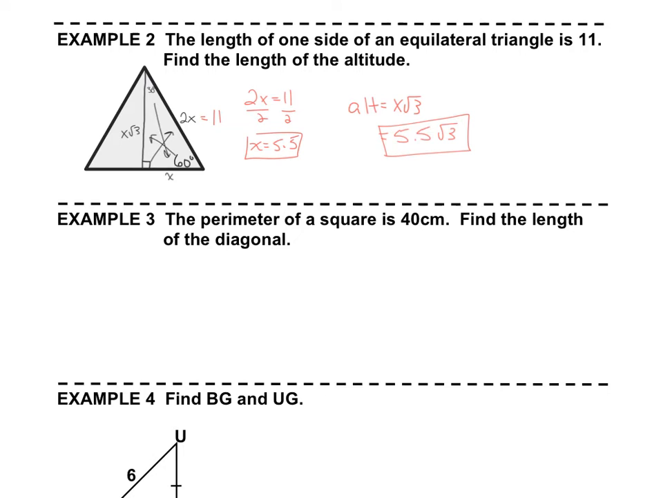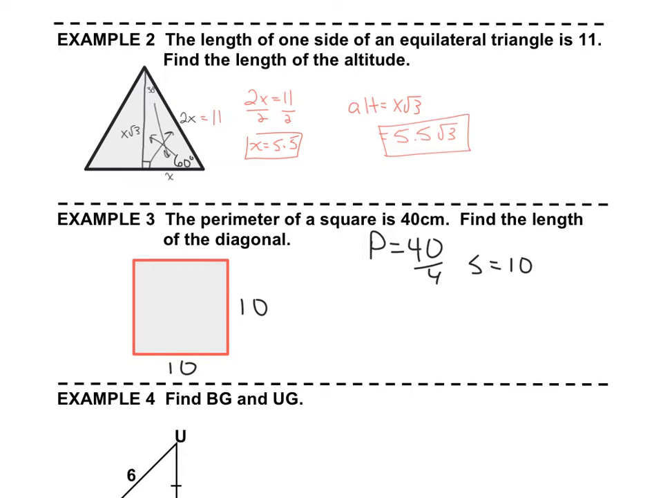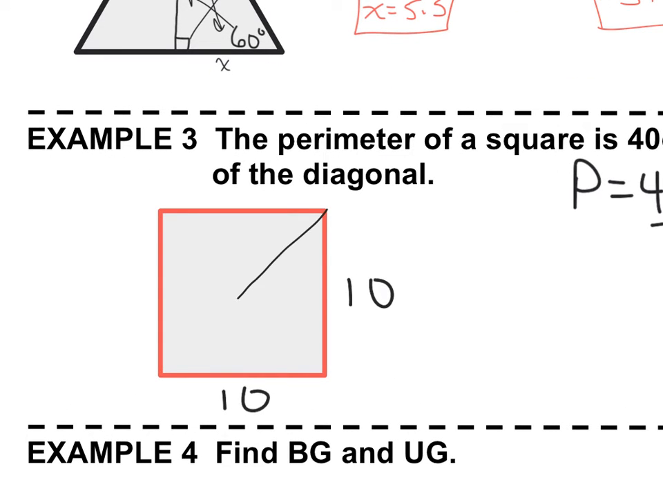This one is not too tough, but you have to kind of read the question carefully. So I've got a square, and it says the perimeter of the square is 40. So P equals 40. Well, it's a square, and each side is the same length, so I need to divide that by 4, and I get that each side length is actually just 10. So I'm going to fill that in. It wants me to find the length of the diagonal. So we have our 90-degree angle there.